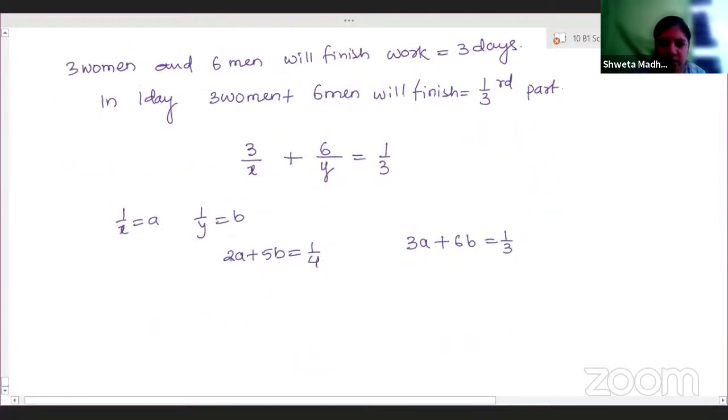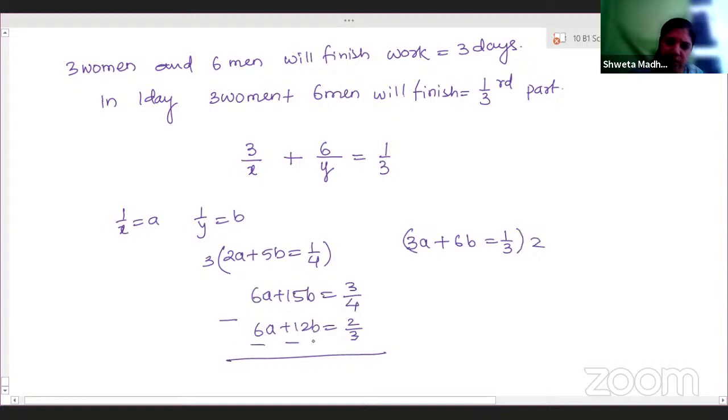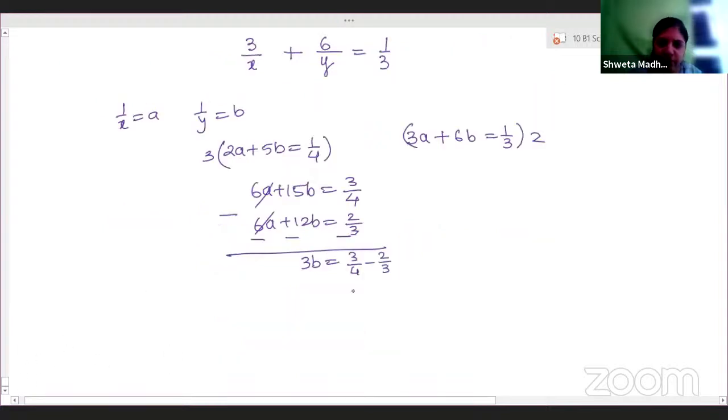So here, multiplying this with 3 and this with 2: 6A plus 15B is equal to 3 by 4, and 6A plus 12B is equal to 2 by 3. Minus, minus, minus, the 6A gets cancelled. 15 minus 12, 3B is equal to 3 by 4 minus 2 by 3, which is 9 minus 8 by 12.